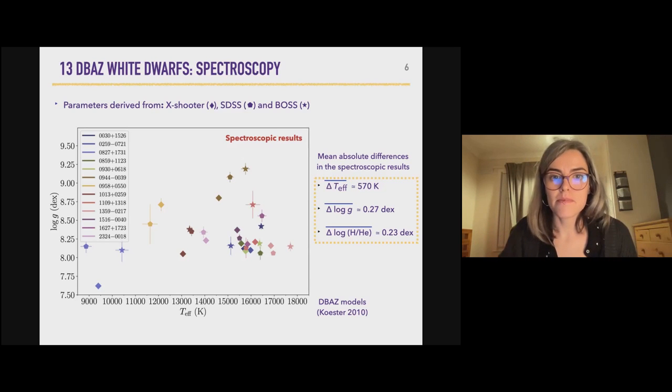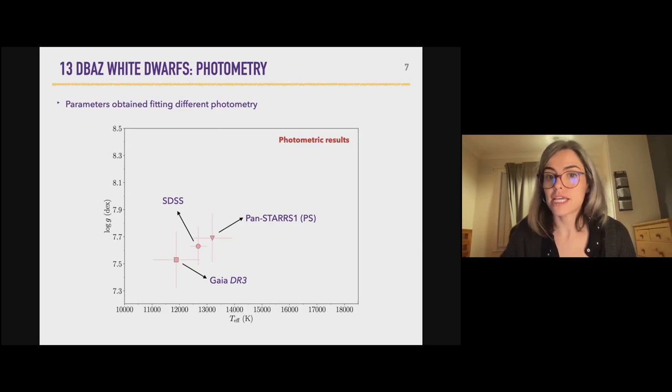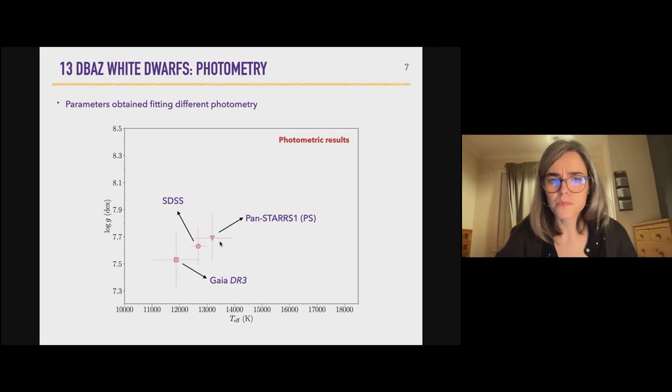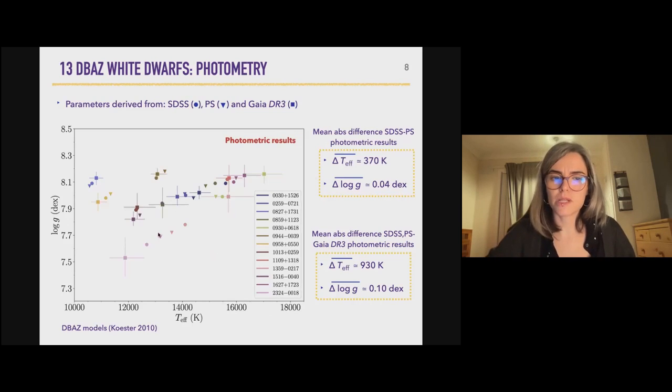Then we did the same for the photometric analysis. In this case, the Gaia DR3 photospheric parameters in the surface gravity versus effective temperature plane are displayed with squares, the Sloan photometry with circles, and the inverted triangles mark the Pan-STARRS photometric results. For clarity, in this plot, I am just displaying the Gaia statistical uncertainties.